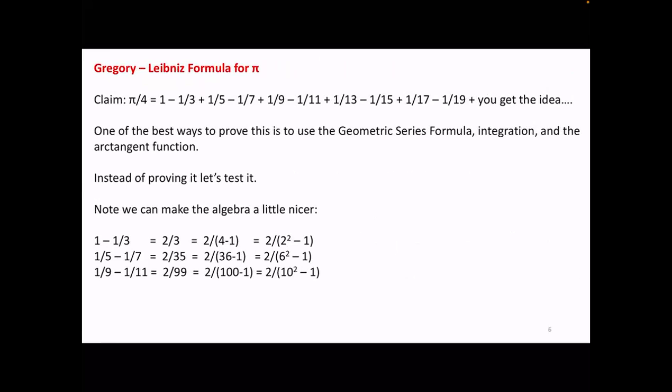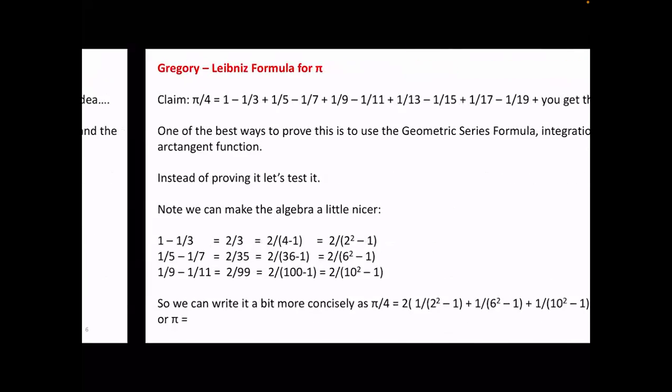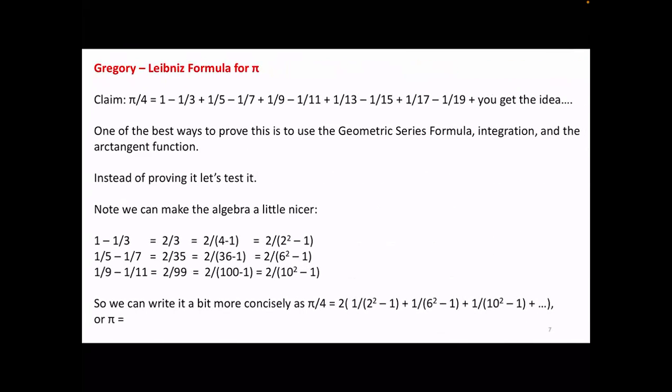Now we're only going to have positive terms in our sum, and we're only going to have half as many terms to sum. So this is going to be much better in terms of accuracy and convergence. And so we can write the formula a bit more concisely, as it is on the bottom. And so we get the following formula for pi when we just multiply through by 4.